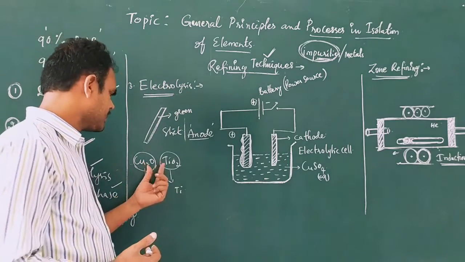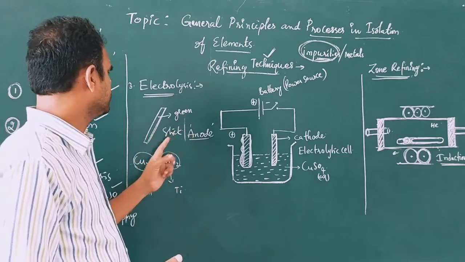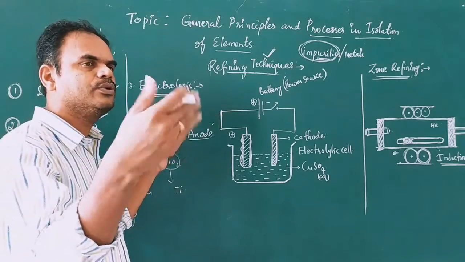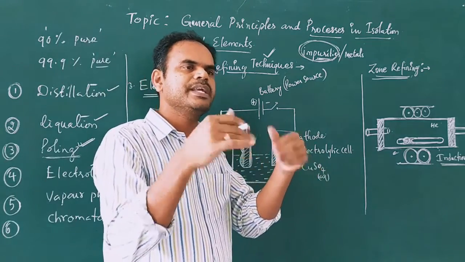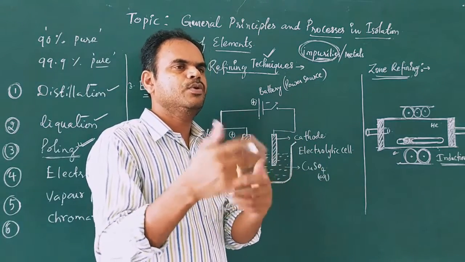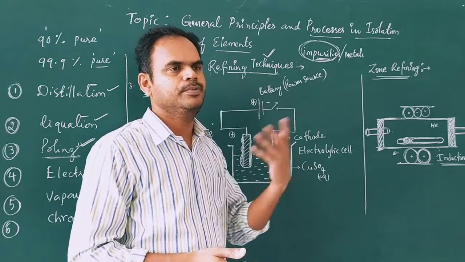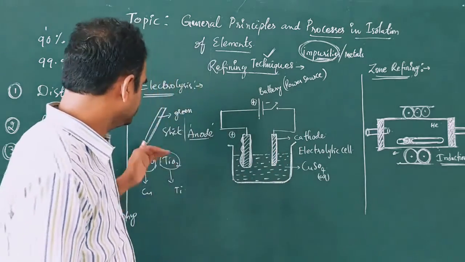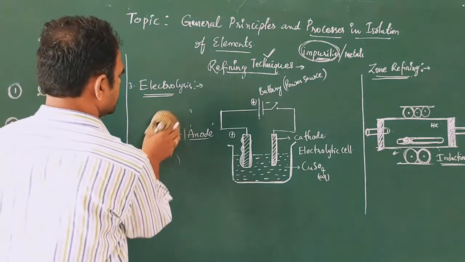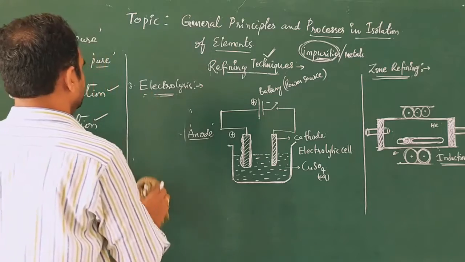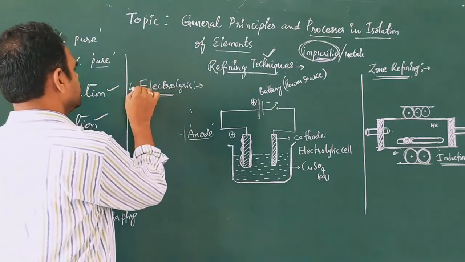So the molten cuprous oxide and molten titanium oxide, when stirred with these green sticks, the green sticks will have the hydrocarbons. Those hydrocarbons will reduce the impurities present in the molten cuprous oxide and molten titanium oxide. Then we'll get pure copper and pure tin. This is the poling technique, and this is a very simple and very important technique. We'll get questions on this.